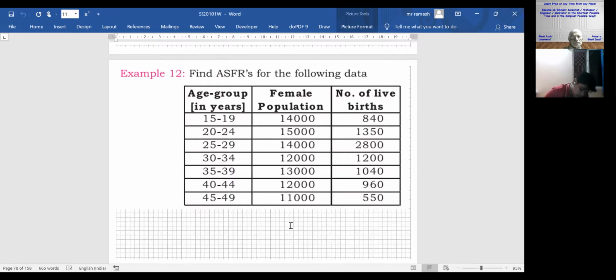So female population, you can take like this. Shall I tell you the values? Yes, sir. 15627. Next one is 16535. 13188. 12374. 13763. 12978. 12091. Then last column, number of live births.